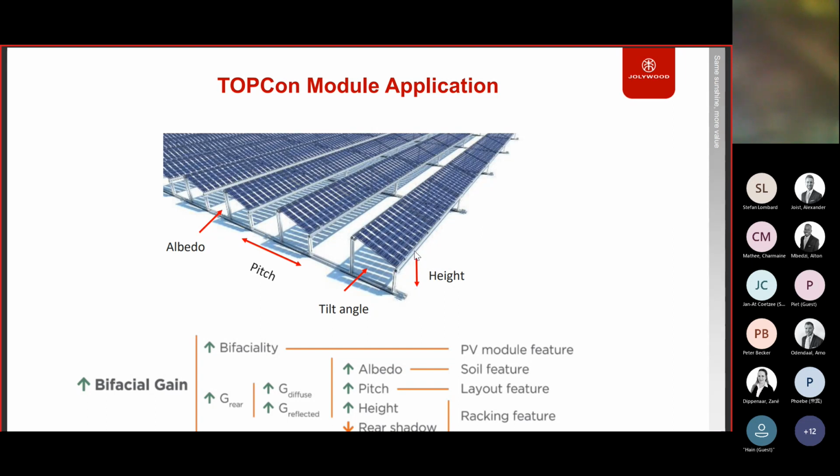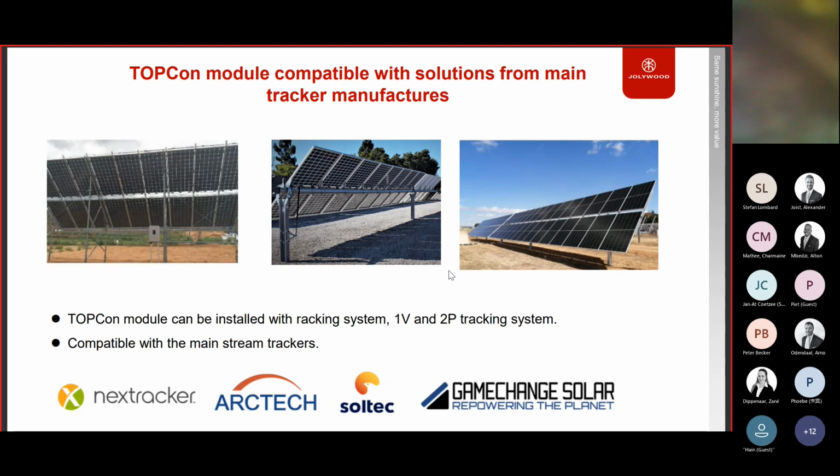Also, if the module height is larger, and there is no racking shadow on the rear side, it will also improve the module rear side power generation. So during the system design, especially for bifacial module applications, we should consider the system design albedo, the tracker height, and the pitch between the rows.